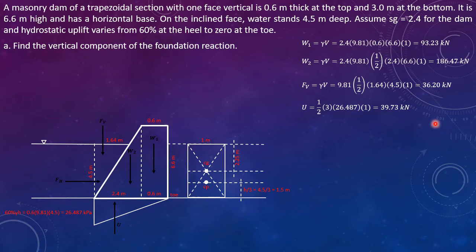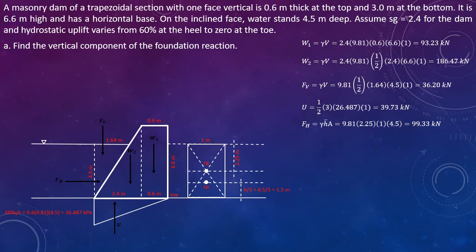Therefore, U is equal to 39.73. And for the horizontal force FH, that is simply gamma H bar area. Our gamma of water is 9.81 and our H bar is 2.25 meters. Our area is the area of the vertical projection, which is base 1 times height 4.5. Therefore, FH is equal to 99.33 kilonewtons.